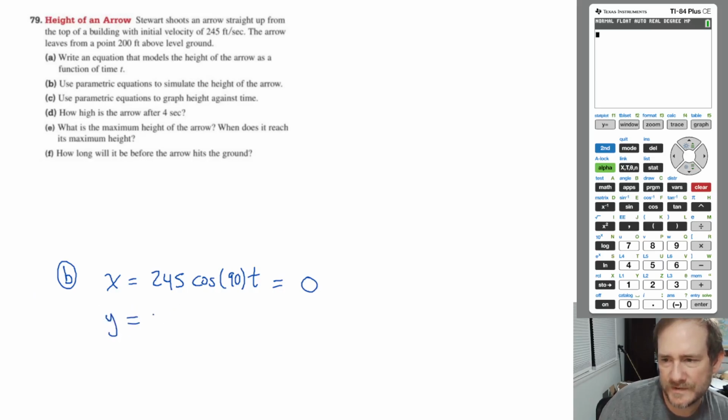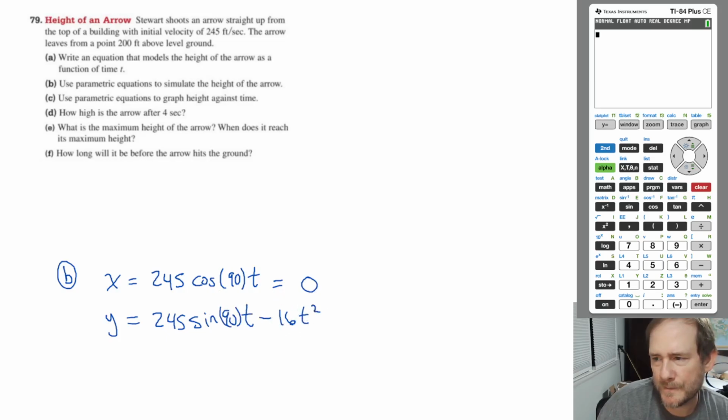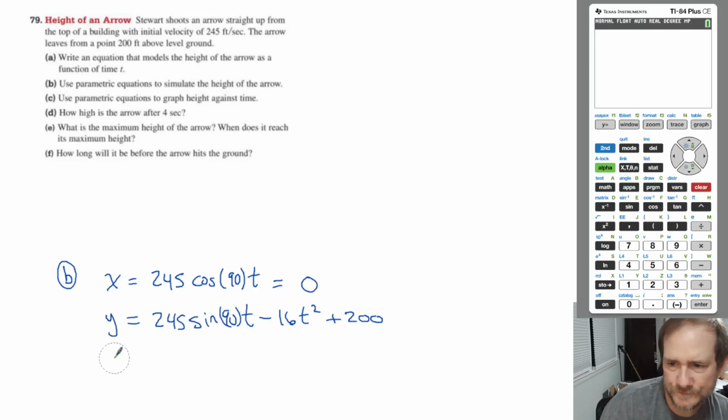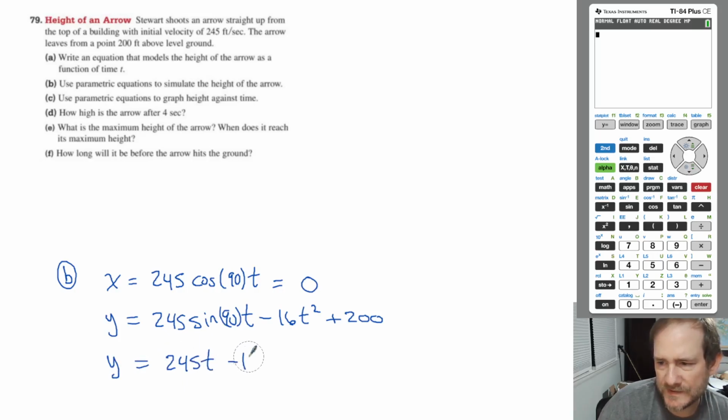And then y is going to be 245 sine of 90 times t minus 16t squared plus our initial height, which is 200. But again, isn't sine of 90 just... Why am I so bad at this? Sine of 90 is actually the one that's 1. So your y equation is 245t minus 16t squared plus 200.